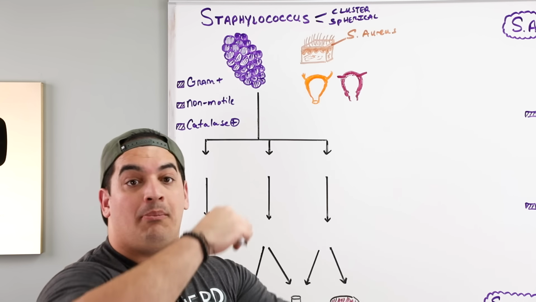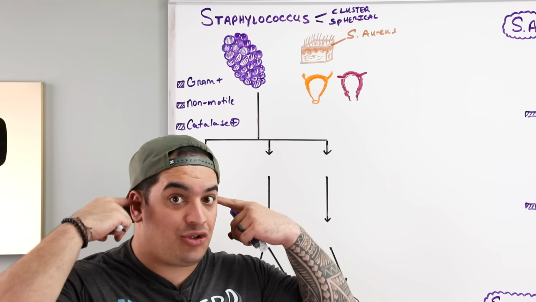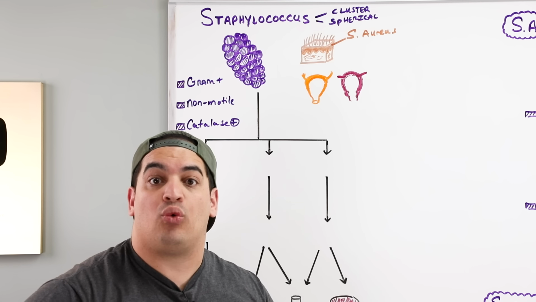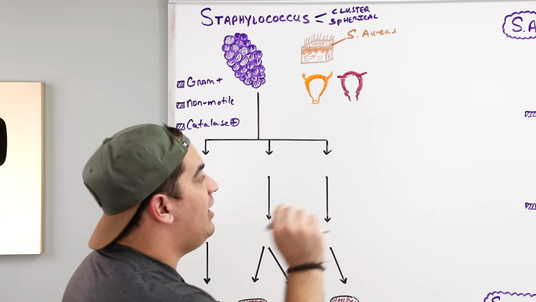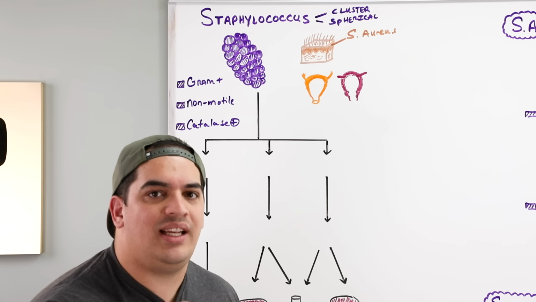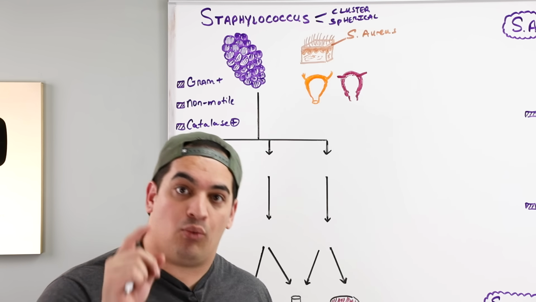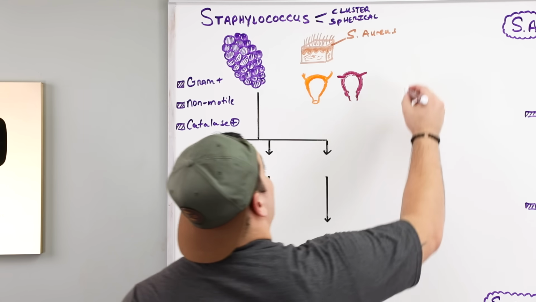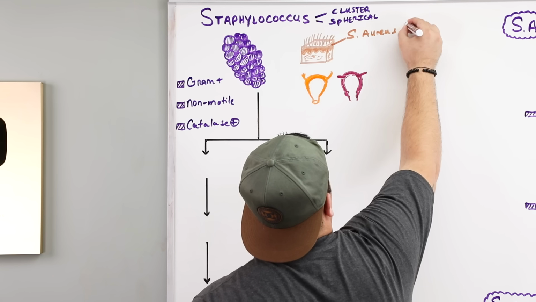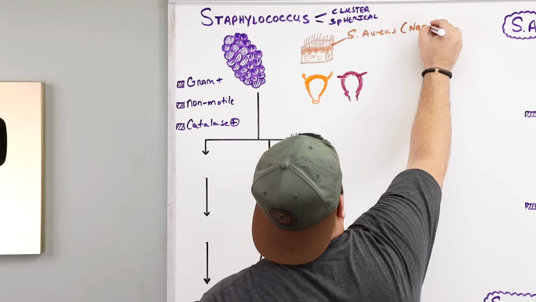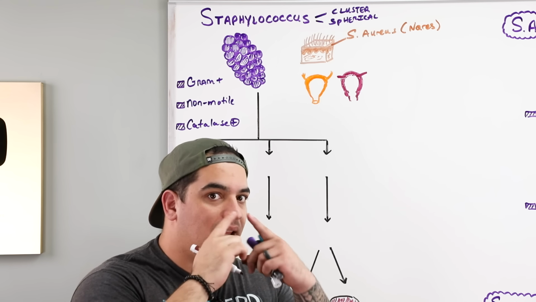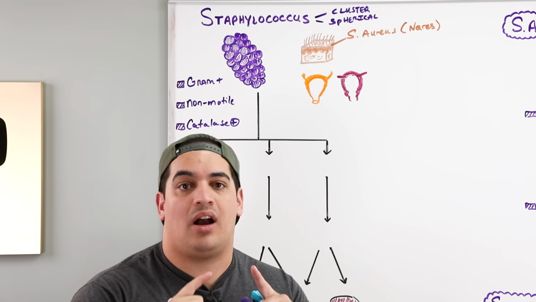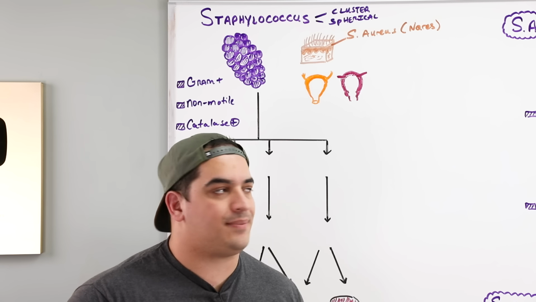You can find it in the armpits, in the ears, in the pharynx, in the groin, in the perineum, a bunch of different areas. One of the most important areas that you need to remember for Staphylococcus aureus, and it will probably show up on your exam, is that it is a very, very important colonizer of the nares. About 15% of the healthy population has colonization of Staphylococcus aureus within the skin of their nares.